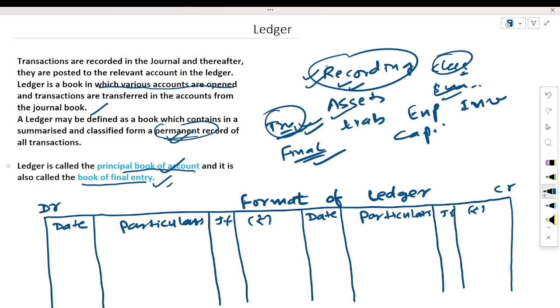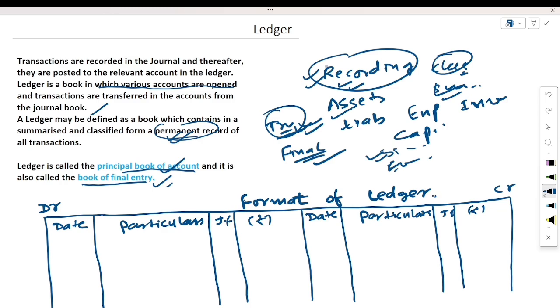Now, first of all, we will understand the format of the ledger. After understanding the format, we will transfer the general entries into the books of ledger. In general, we had studied two types of journal entries: first, single journal entry, and second, compound journal entry. First we will learn how to transfer the single journal entry, and then the compound journal entry.